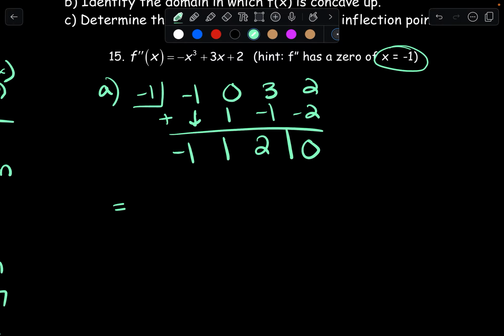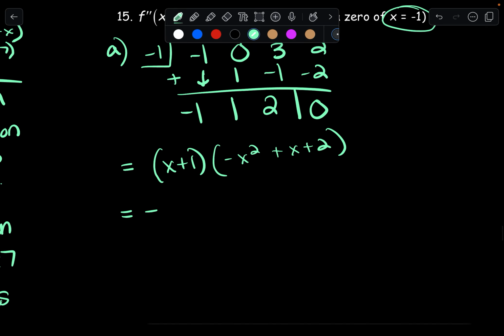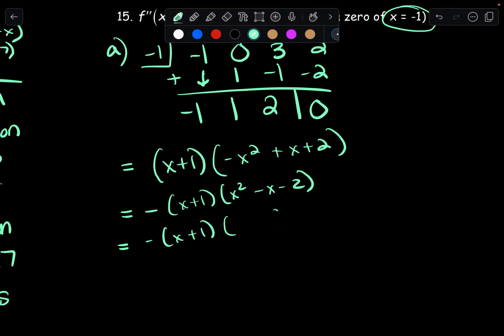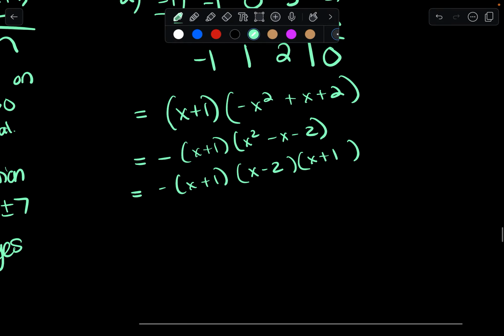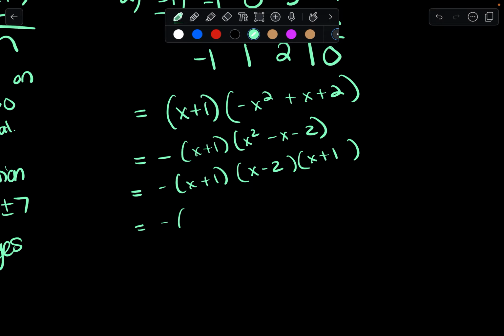If negative 1 is a solution, that means we have x plus 1 as a factor, and then we have negative x squared plus x plus 2. To factor this more, we need to factor out that negative sign. So we have x plus 1 times x squared minus x minus 2. We need two numbers that multiply to negative 2 but add up to negative 1. I believe we can use negative 2 and positive 1. Now we have two factors that match, so we can combine them. So we have x plus 1 squared, x minus 2.